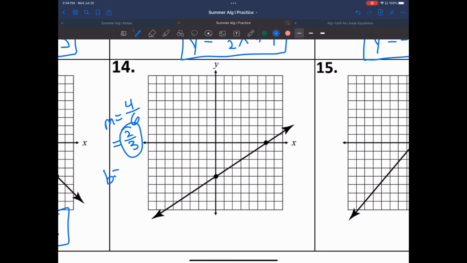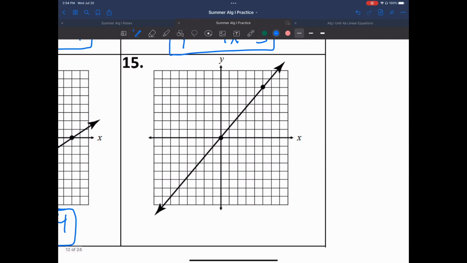And then our b would equal, well, it would be this point. So that would be negative 1, 2, 3, 4. Y-intercept of negative 4. Okay, and then filling that in, we get y equals 2/3 x minus 4.